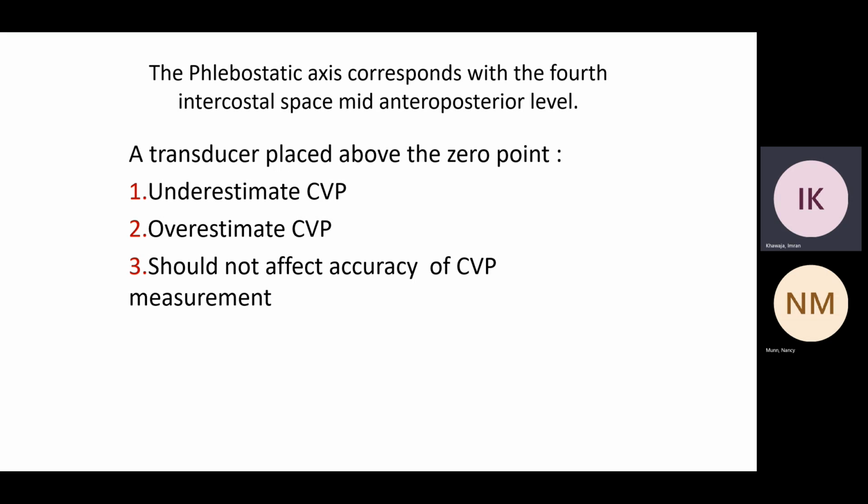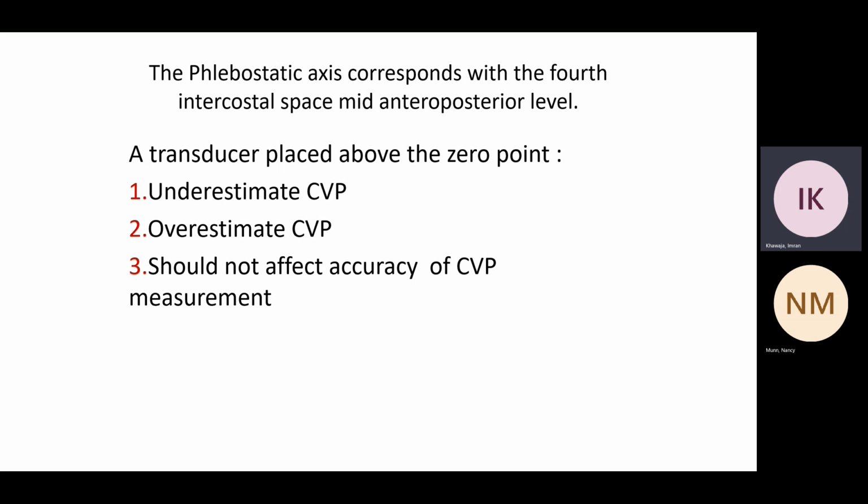Let's get you a good question, Kitty. Okay. The static axis for response to the force in the fossil space mid, and to be placed above the 0 point. It would underestimate? Yeah, really the opposite.